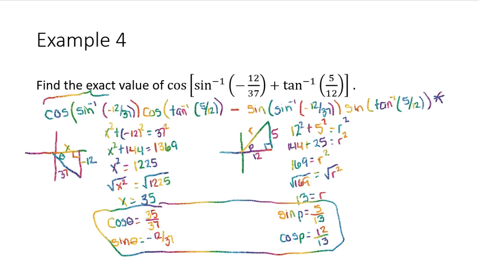This part right here is asking me, what is the cosine for the angle where I knew the sine was negative 12/37? Well, that's my angle theta here. The sine is negative 12/37, and the cosine that goes with it is 35/37.